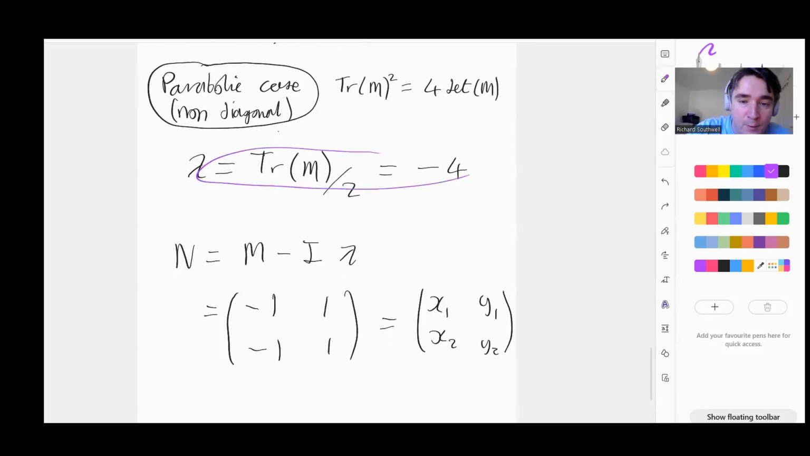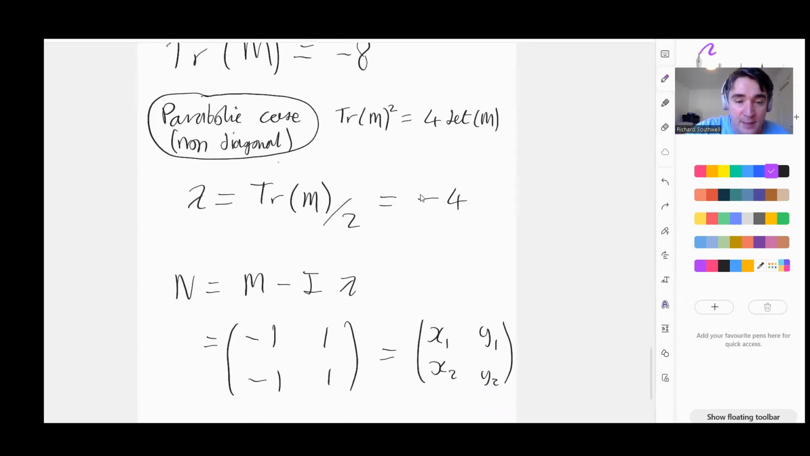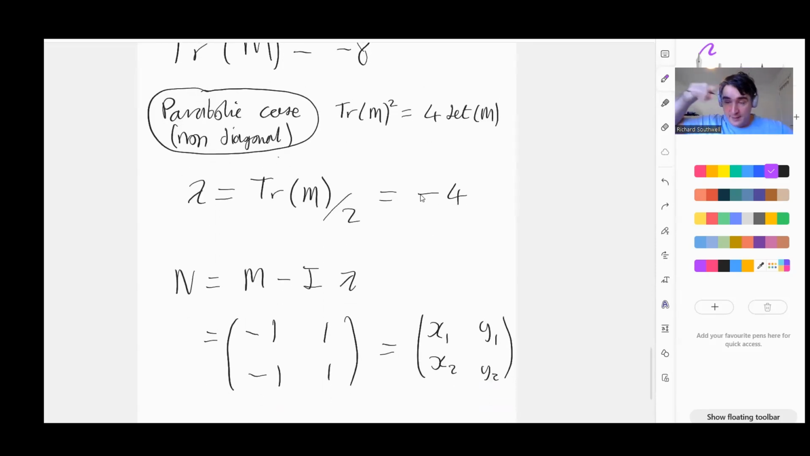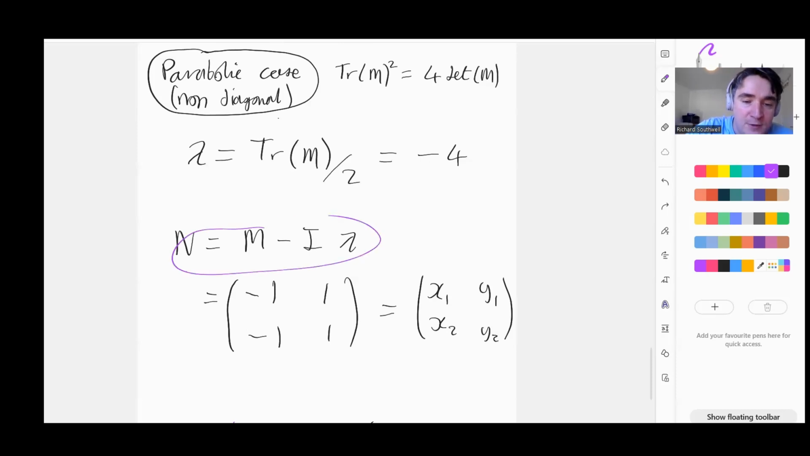So we calculate this eigenvalue just by using our equation. Note that the thing in the square root of the equation is 0 now. So that equation just gives one answer, one eigenvalue, which is -4. So now we just continue following the recipe. We work out what this matrix N is, which is going to be M take away the identity matrix times lambda. So it's going to be this.